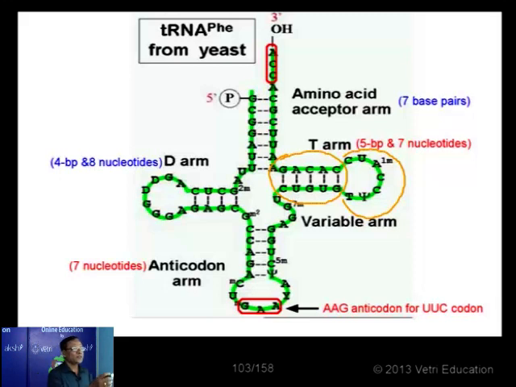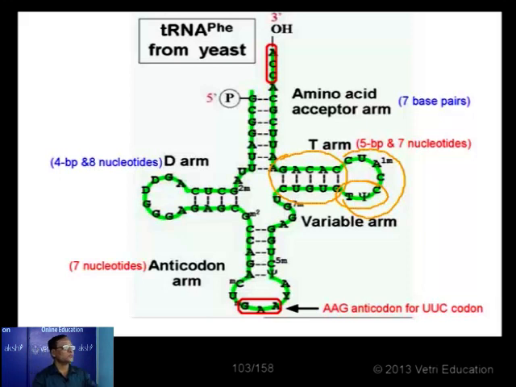Now, in the 7 nucleotides, we have a sequence, the TψC sequence. That's why it's called the TψC arm. The sequence TψC. That is why it is called the TψC arm, or simply it is called the T arm. Just like the DHU or D arm, TψC arm or T arm.